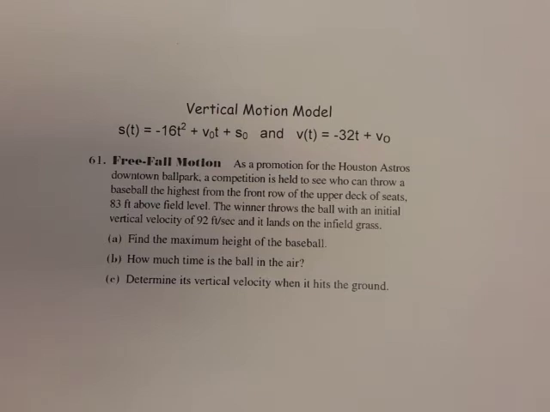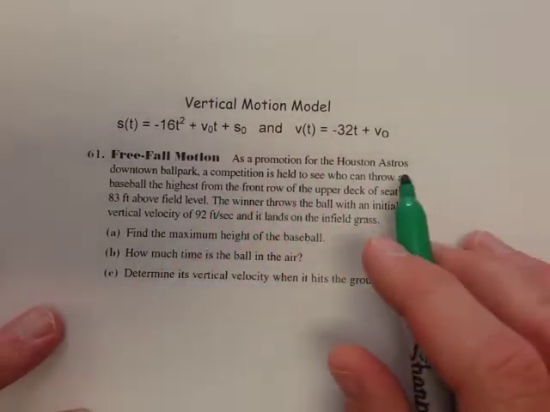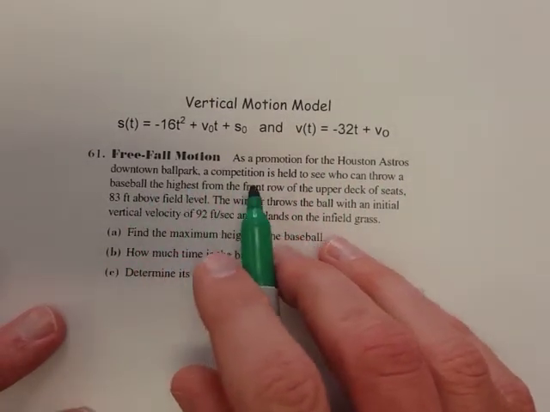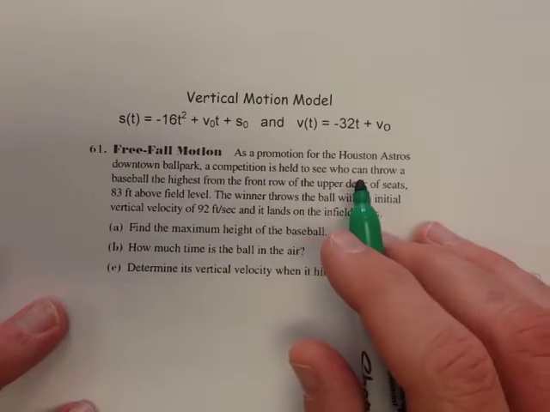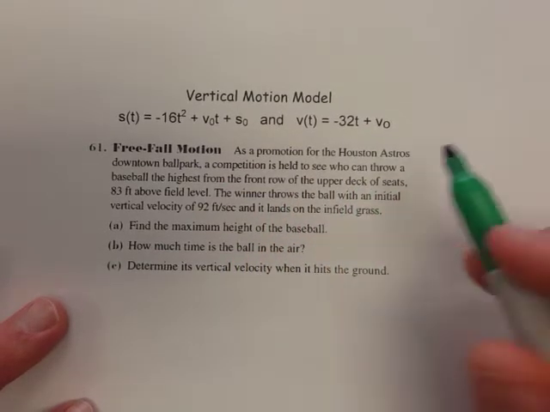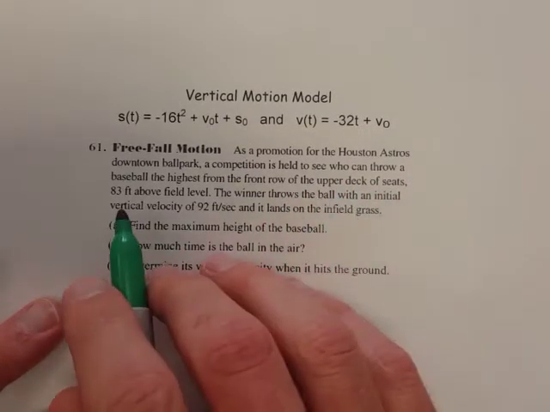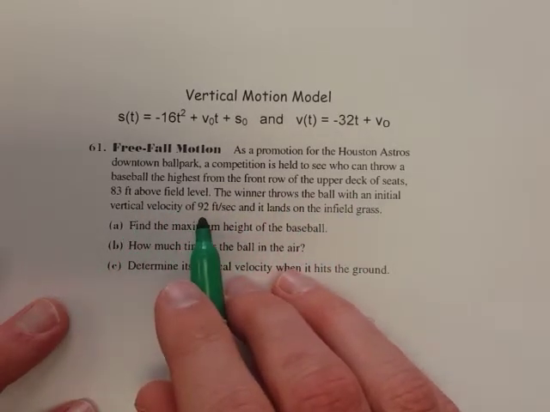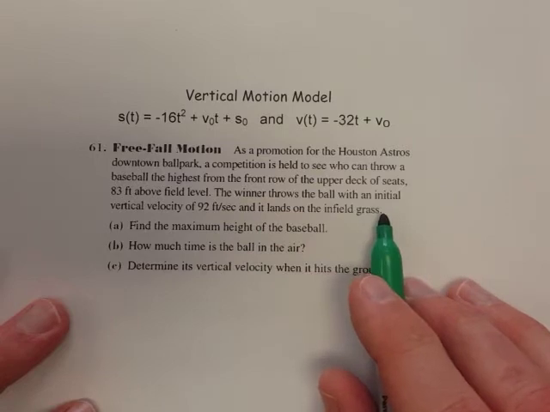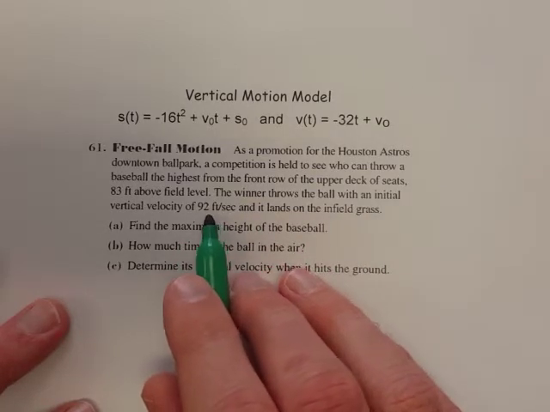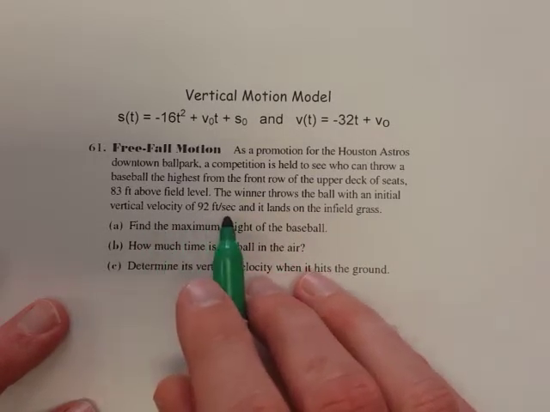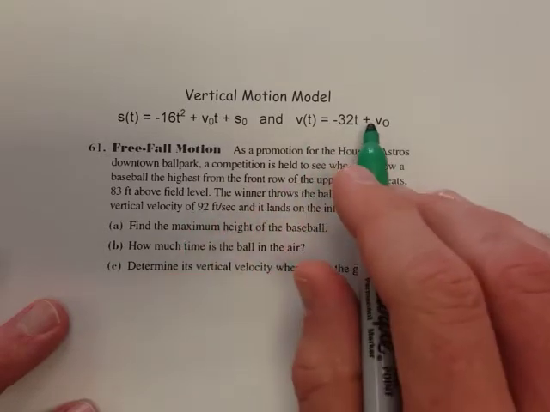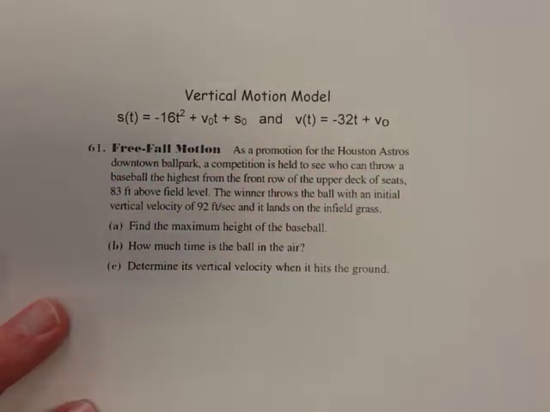So we've got, it says, free fall motion is a promotion for the Houston Astros baseball park. Competitions are held so you can throw a baseball from the front row of upper deck seats, 83 feet above field level. The winner throws the ball with an initial vertical velocity of 92 feet per second, and it lands on the infield grass. Somehow they're able to measure that speed, so we'll assume that that's okay, and we're going to use that 92 and plug it into these formulas.